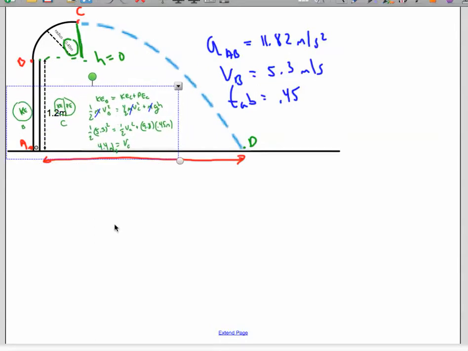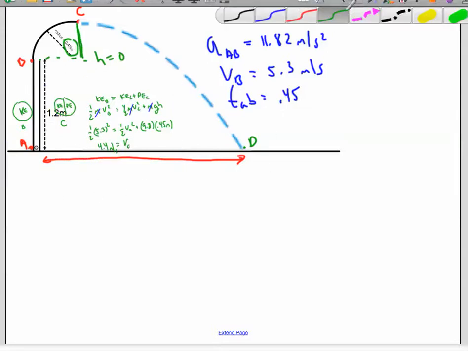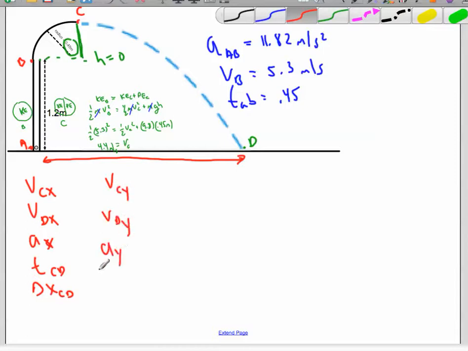All right. Now, the last part is a two-dimensional motion problem. And so let's grab a pen and we can go ahead and write v_cx, v_dx, a_x, the acceleration from C to D in the x direction, the time from C to D, and of course delta x from C to D. And we can do the same thing with the y: v_cy, v_dy, a_y, and then delta y from C to D.